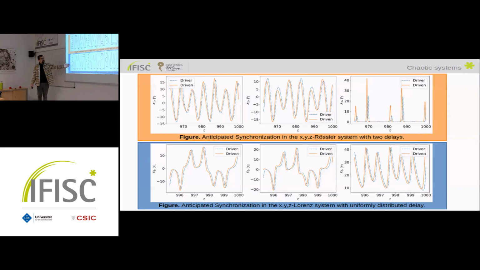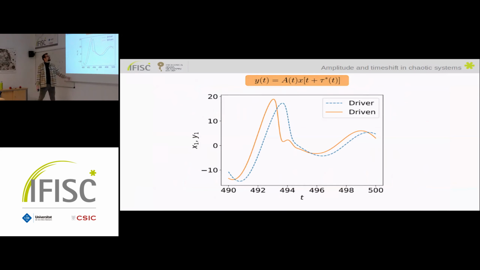And here you have an example for the Lorenz system also. And again, everything also applies here. You can see some anticipation and some small variance of the height of the peaks. So it looks like when we are dealing with chaotic systems, the solution looks similar to what we had before, but now the amplitude is able to change with time. Maybe the time shift is also able to change with time. So we expect to get something like this thing that you can see here in the equation.